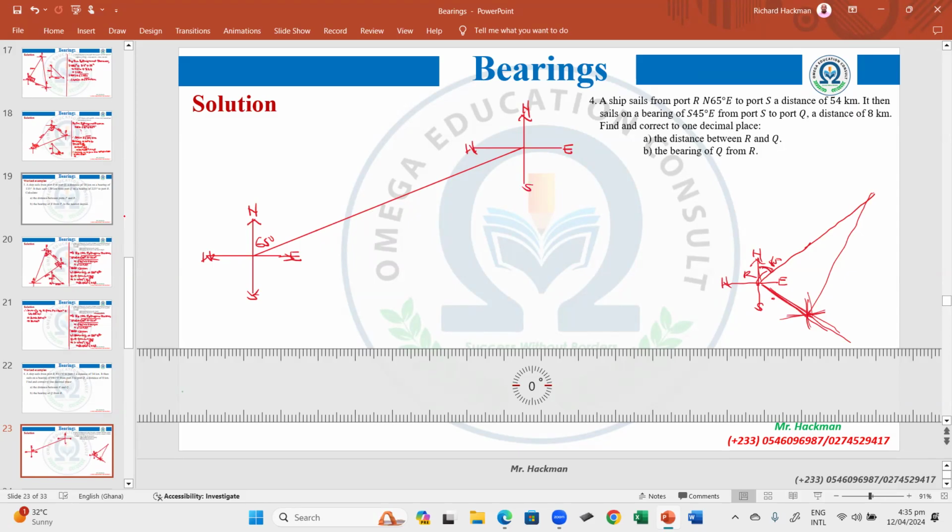The other one, we are told that it then sails on a bearing of south 45 degrees east. So now this is where you are, that is the point S. South 45 degrees east. So this is your south, this is your east, and that is more or less it. So it means we didn't get a true picture. Can you see that? Yeah.